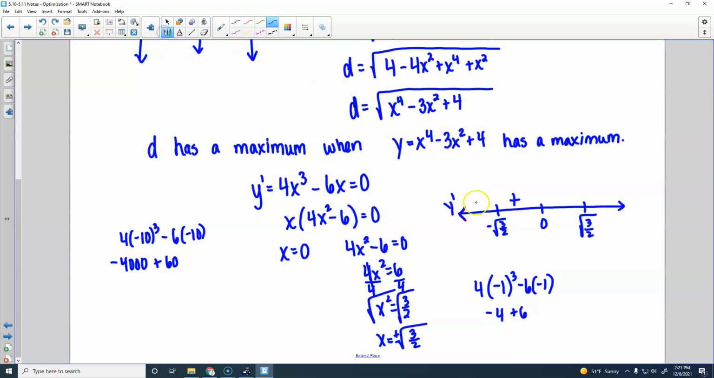I'm just picking a number smaller than negative square root of 3 over 2, and I chose 10 just because it's easy to cube. Whereas, like, if I chose negative 5, I'd have negative 625, which would not be as easy to deal with. And then, if I plug in positive 1, 4 times 1 cubed minus 6 times 1 would give me 4 minus 6, so I'd get a negative here. And if I were to plug in a positive 10, I'd have a positive 4,000 minus 60. I'd get a positive here.